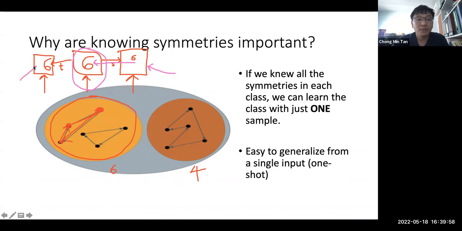And same thing for here, you can use this to classify as a 6 as well. Because of the symmetries that you have learned, you can learn the data with just one sample. So this can be used in stuff like one-shot or single-shot learning. Of course, if you can come up with all the different possible classes, you can do zero-shot learning. Yeah, so this is why symmetries can be so powerful.